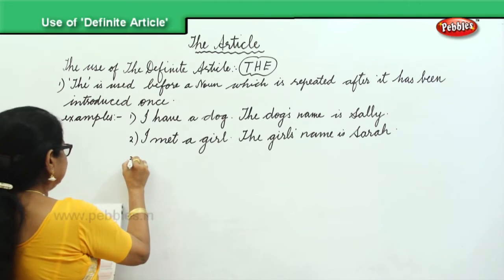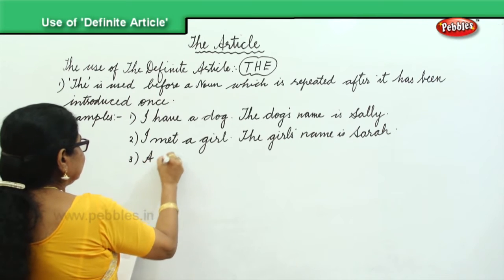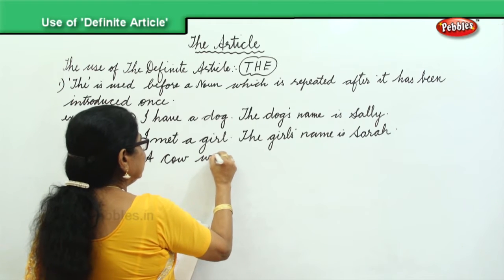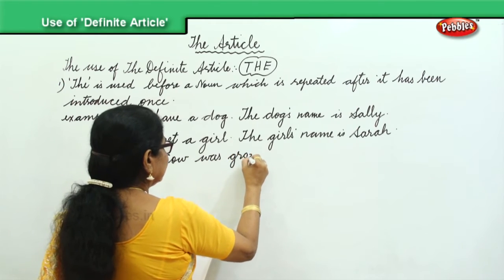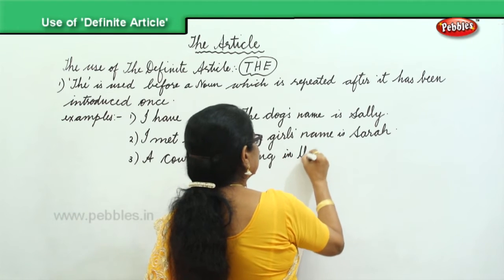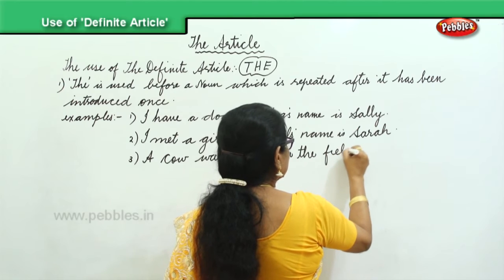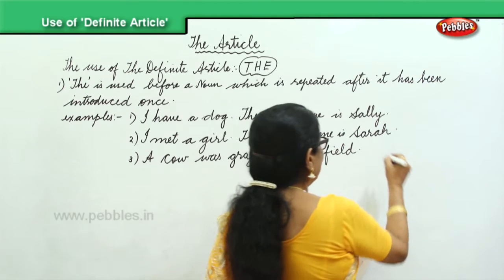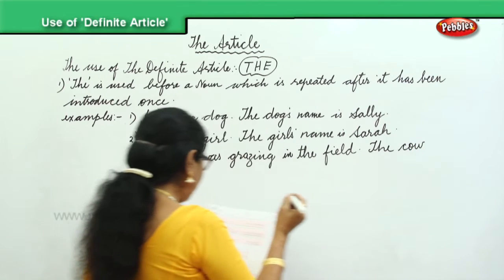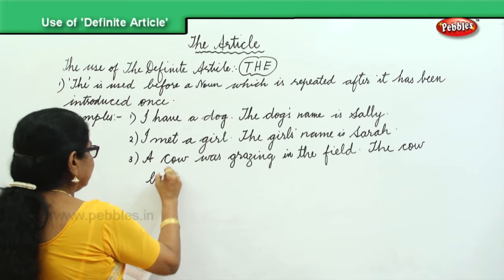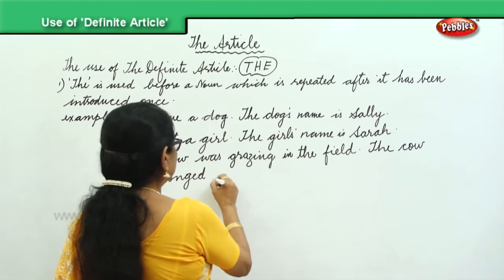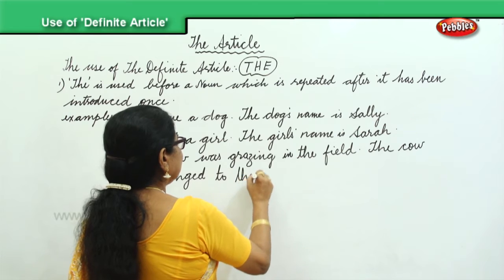Another one you have. A cow was grazing in the field. The cow belonged to the farmer.